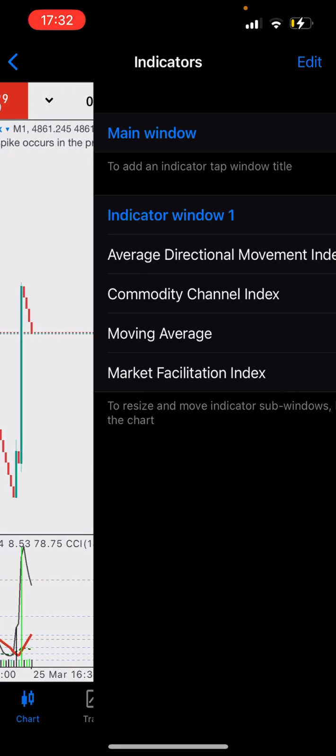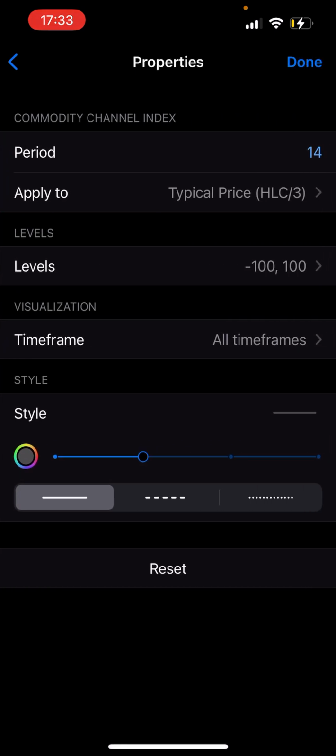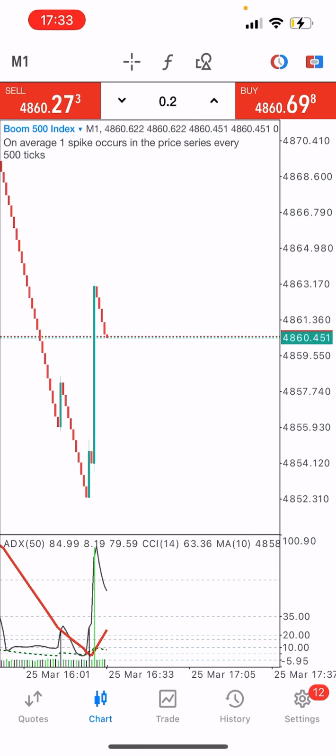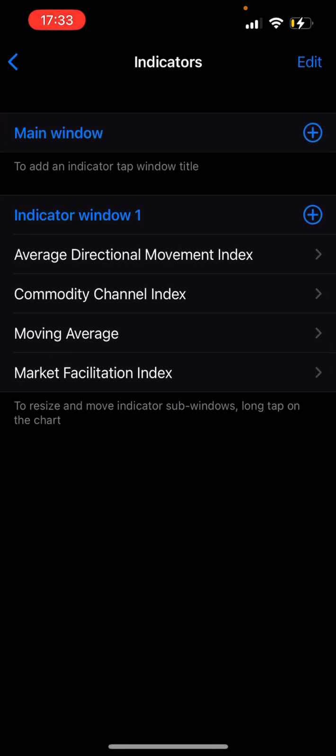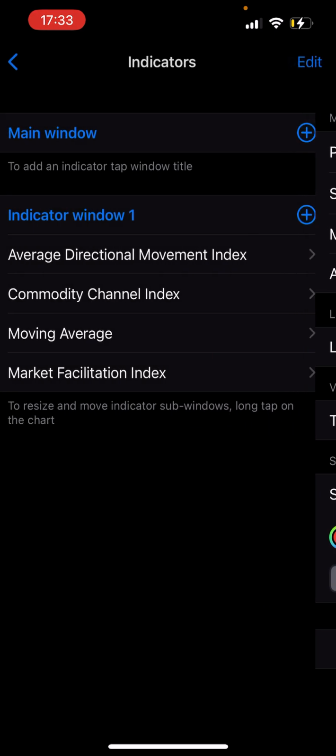Click done. The next indicator is the Commodity Channel Index. Set the period to 14, apply to typical price, with levels negative 100 and 100. For the style, also 2 pixel. Then you click done. You can take a screenshot of those settings so that you can easily set them after you are done watching this video. Then the next indicator is the moving average.